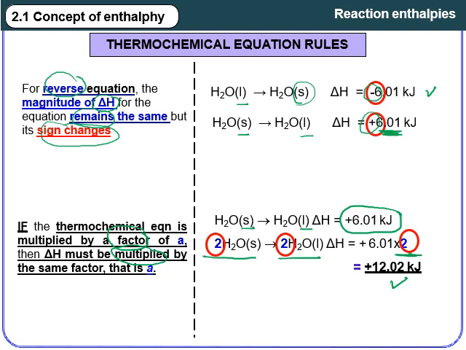Let's say now you want to melt 0.5 mole of solid H2O, so the enthalpy change will equal positive 6.01 divided by 2, which equals 3.01 kilojoule. So that means if you want to find delta H, once the factor or the coefficient in front is different, we have to multiply by the coefficient.